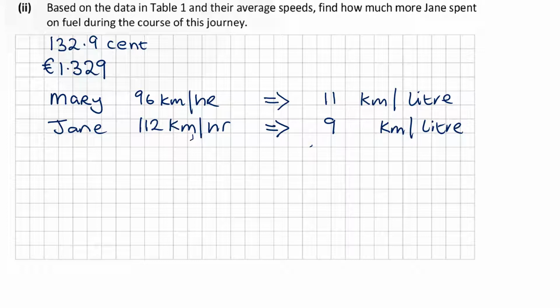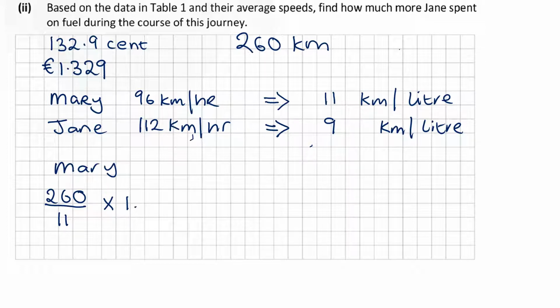So in order to work out how much each of them used, we need to take how far they travelled, which for each of them was the same. It was 260 kilometres. And we need to figure out how much they paid. So we know for Mary, she travelled 260 kilometres. She got 11 kilometres per litre, and each of those litres cost her 1.329.